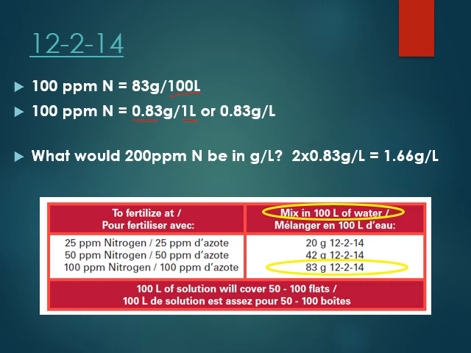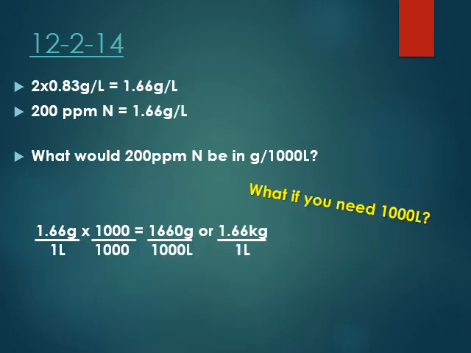All right, so if we're doing 200 ppm, that's 2 times that, because this is 100, we're going to 200. So 2 times 0.83, which gives us 1.66 grams per liter for 200 ppm. This is just summarizing it again. 2 times 0.83 gives us 1.66 grams, so 200 ppm nitrogen is 1.66 grams per liter.